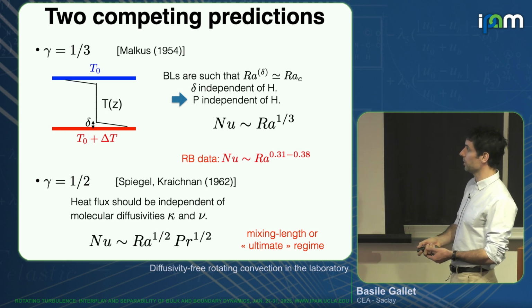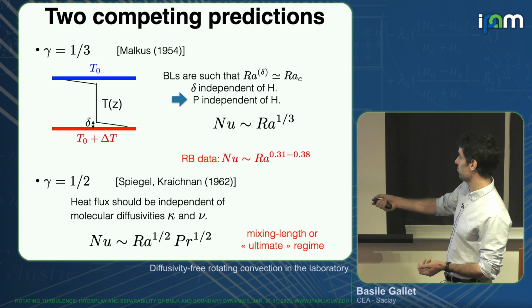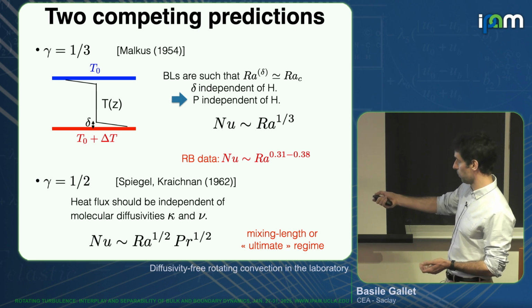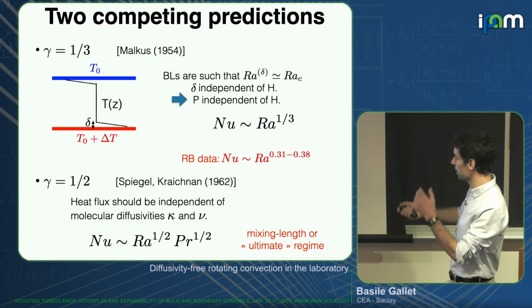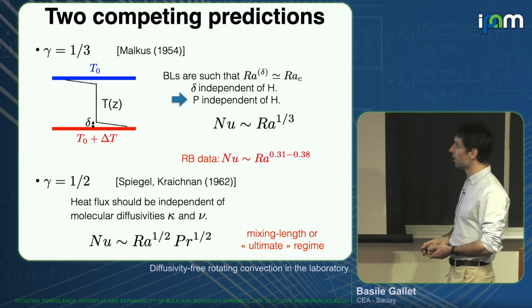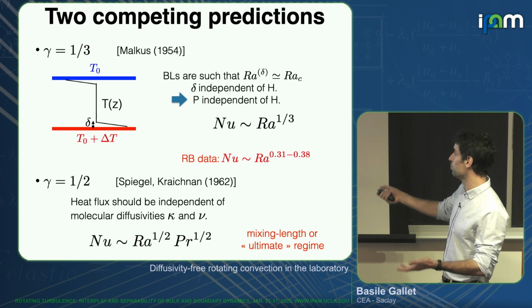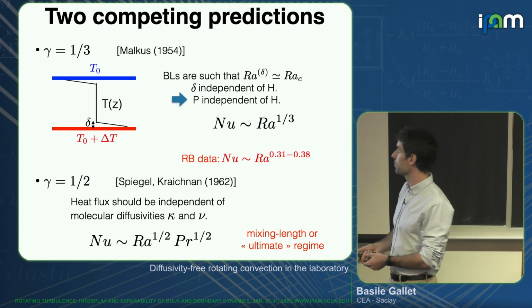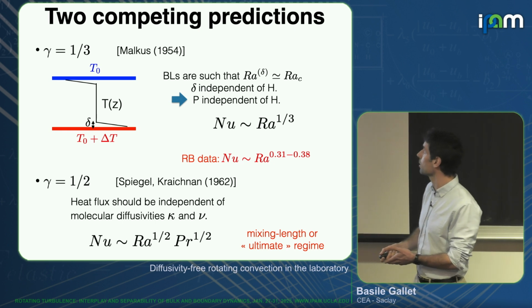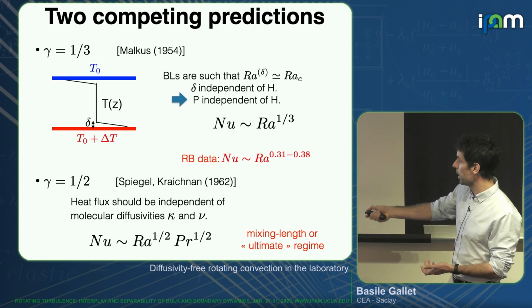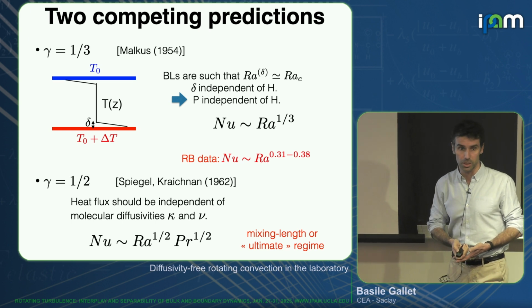Bob showed us some very beautiful data set that leads to Nusselt going like Rayleigh to a third up to extremely high Rayleigh number. But I'm only going to argue here that none of that is close to 0.5. So Rayleigh-Bénard doesn't look like a good setup to observe a clean gamma equals 1/2 diffusivity-free regime.